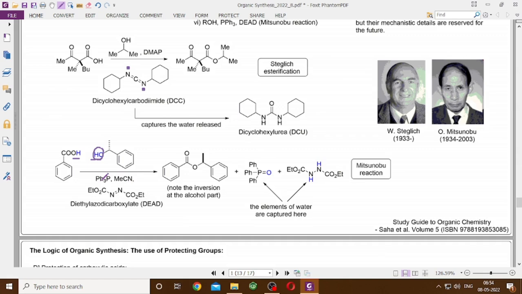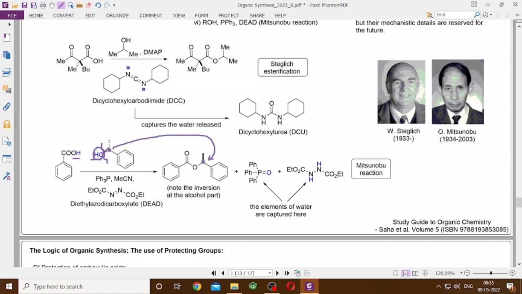So Ph3P is taking away this oxygen, becoming triphenylphosphine oxide, and these two nitrogens are taking away the two hydrogens of the element of water that is being eliminated, and you have the alcohol combining with carboxylic acid, and that too with the inversion of configuration. You can see that there is an inversion of configuration. This directly tells you that there has to be breaking of this C-O bond, otherwise the inversion of configuration would not have happened. If I do not break any bond at this chiral center, then the only thing that I can expect is retention of configuration.